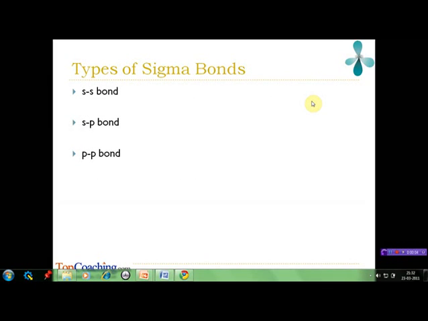Depending on the type of atomic orbitals that participate in their formation, the sigma bonds can be classified into three types. They are SS bond, SP bond, and PP bond. As is obvious from the name of the bond itself, the name is based on the type of orbital that participate in the formation of that type of sigma bond. For example, S orbitals participate in the formation of SS bond. S and P orbitals both participate in the formation of SP bond, and P orbitals participate in the formation of PP bonds. Now let's go through each type of these bonds one by one.